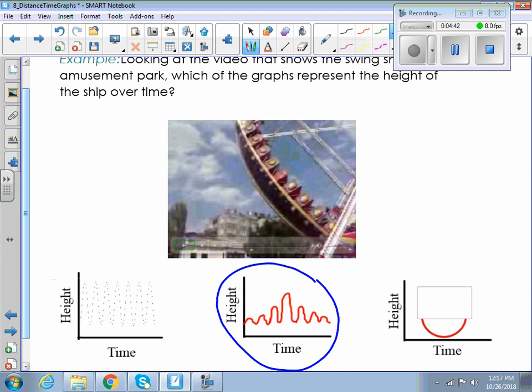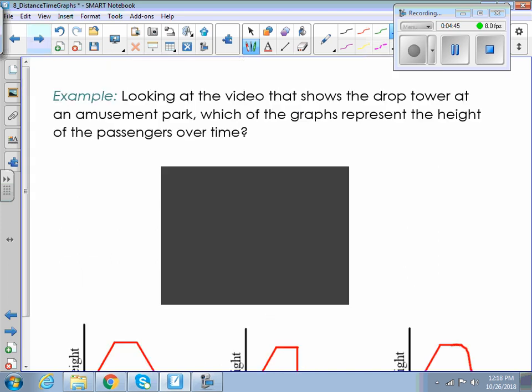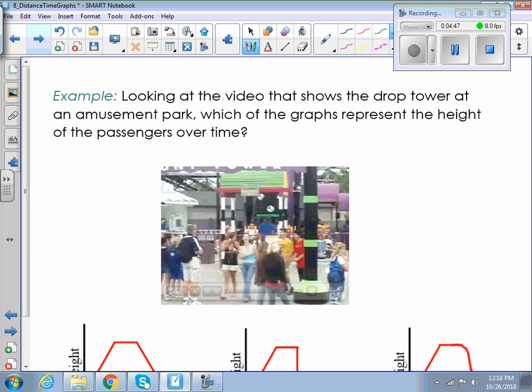Okay. Now let's look at the next one. This one is the drop tower at Wonderland.